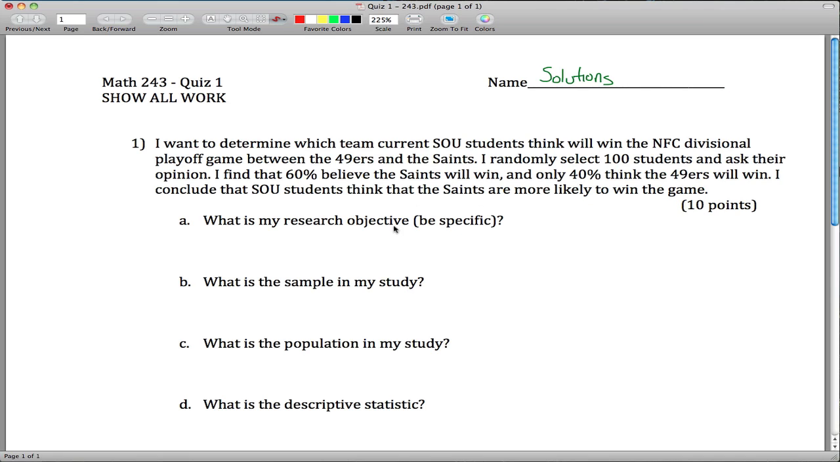So what is the research objective? The research objective is the question that we're trying to answer with this study. So our research objective would be, I want to, blank, determine which team current SOU students think will win the NFC divisional playoff game between the 49ers and the Saints. You probably don't have to write that whole thing.